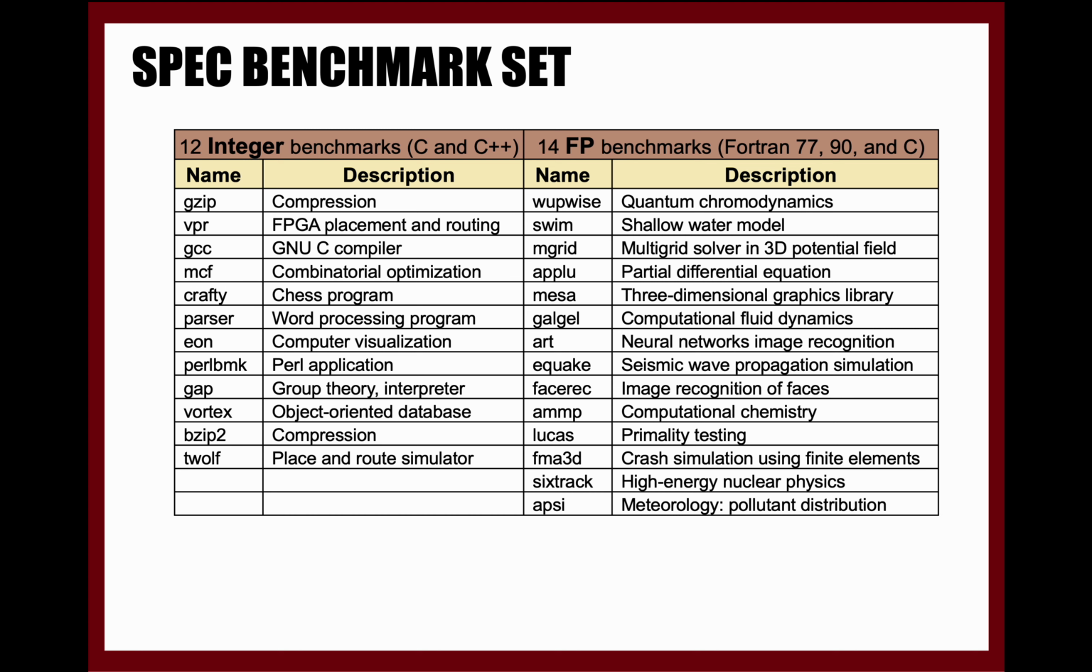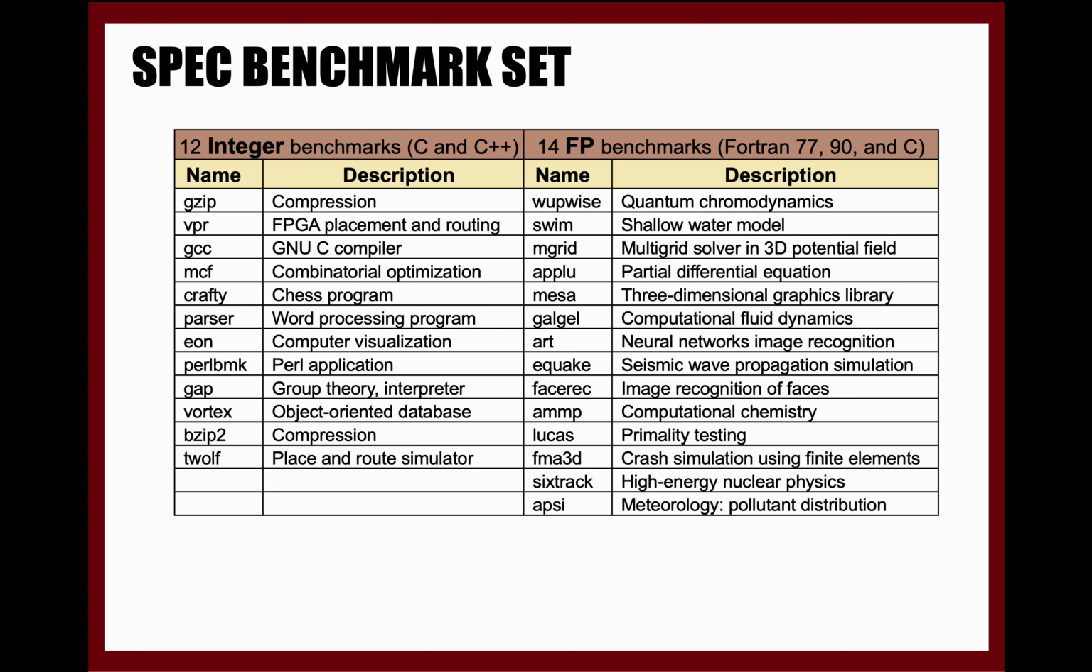On the left side, we see 12 integer benchmarks, primarily written in C and C++. Here are some notable ones. gzip tests compression capabilities. VPR deals with FPGA placement and routing.